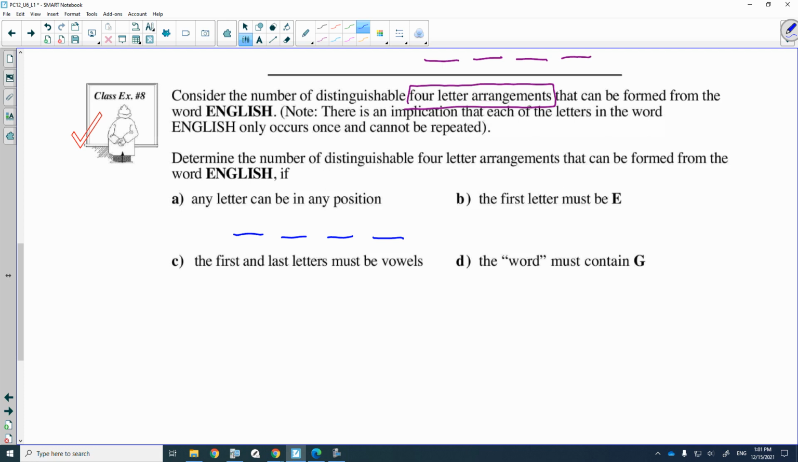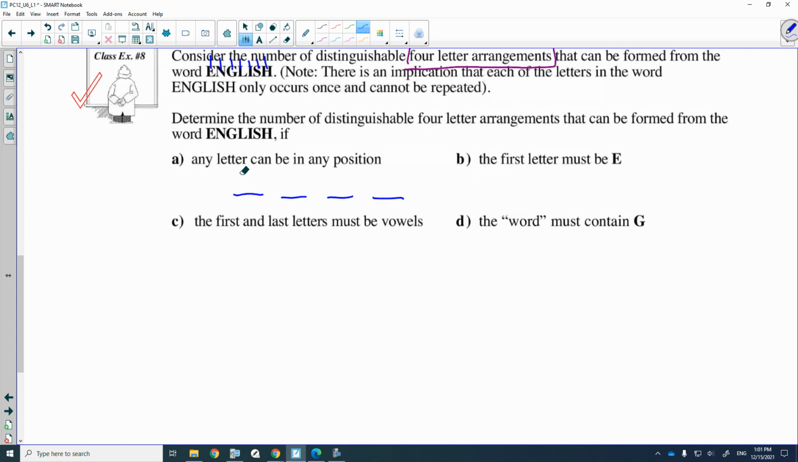You count up the number of letters in English, so 1, 2, 3, 4, 5, 6, 7. And then if there's no restrictions, you say, how many choices do I have to put a letter here? There's 7 choices, right? There's 7 possible letters I could put there. Once I place a letter, though, that letter's gone. I've got 6 letters left to choose from. Then I'll have 5 letters. Then I will have 4 letters. You multiply this, and you get 840. So using just the letters in the word English, you could rearrange them in 840 different ways.